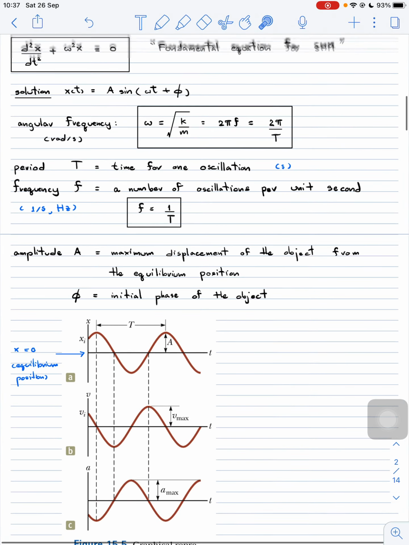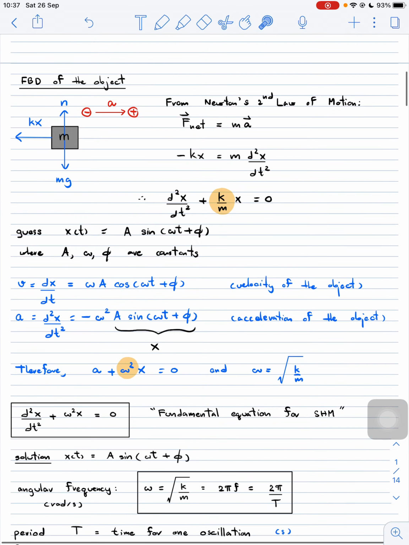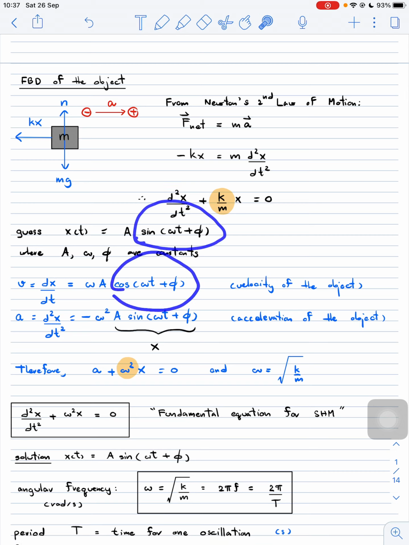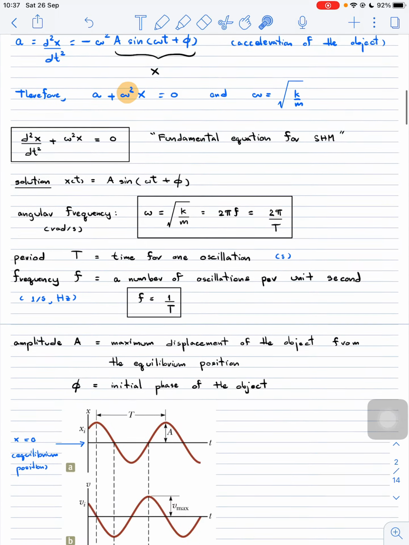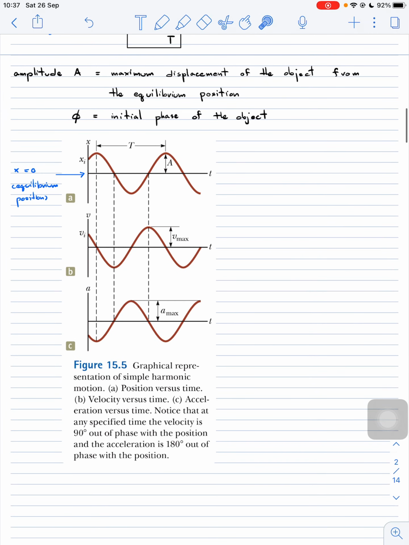Okay, and then for the v, the graph of x is sine and the graph of v is cosine. It means that the phase difference between the graph x and the graph v is equal to 90 degrees, because sine and cosine have a phase difference of 90 degrees. So that's why the graph looks like this one. It means that we just need to shift the graph by 90 degrees.